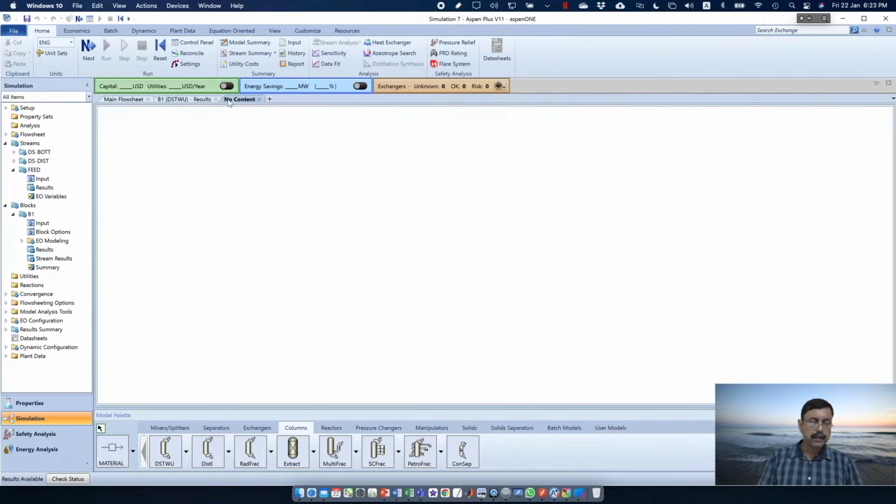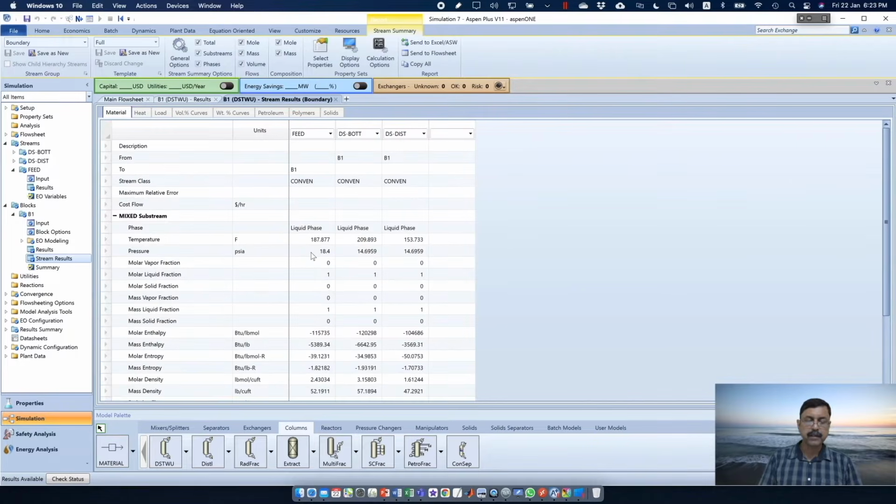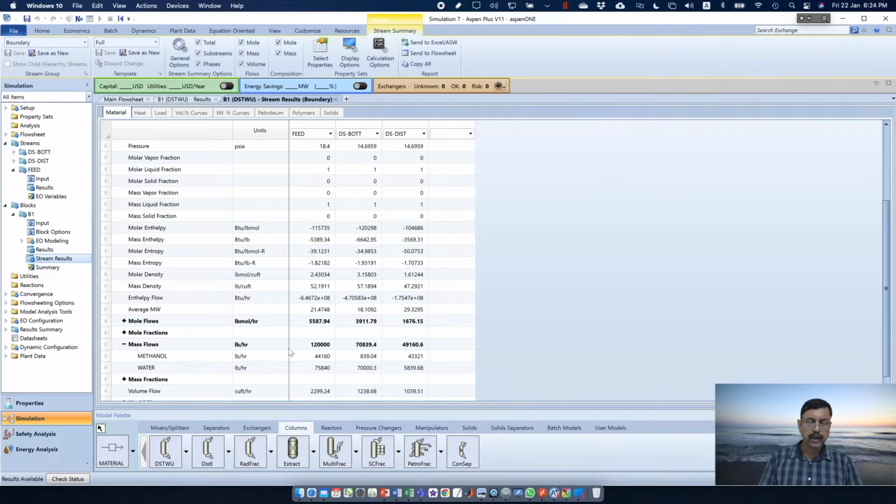Now let us see the stream results. So these are the stream results. This is bottom product and this is distillate product. Here you can see the total mass flow rate is 1200. In the distillate we have 49,160, rest is going as the bottom. Now the methanol content is 43,321 in the distillate. Only 839 goes to bottom. Whereas water, out of 75,840 pounds per hour, 70,000 goes to bottom. Only 5,839 goes at the top. So these informations will be required for us in further calculation.